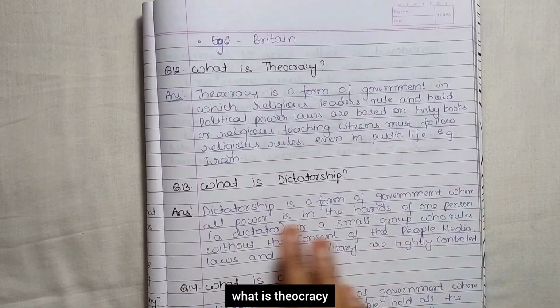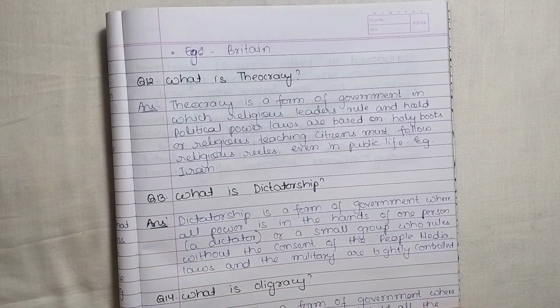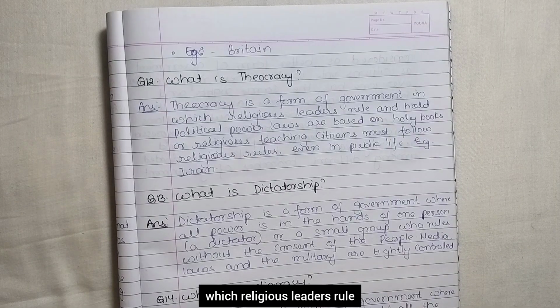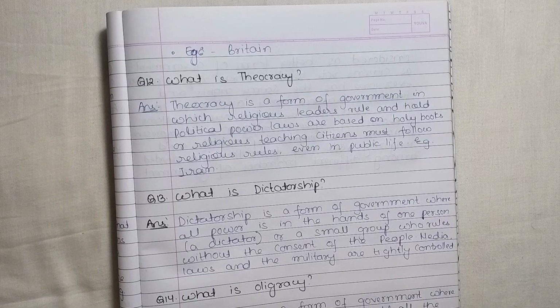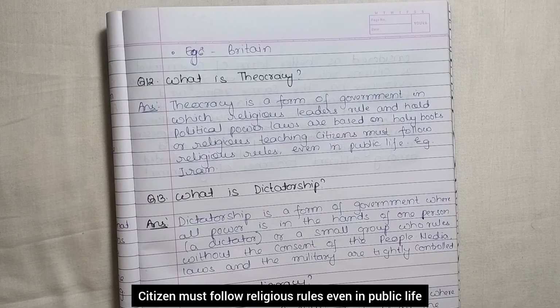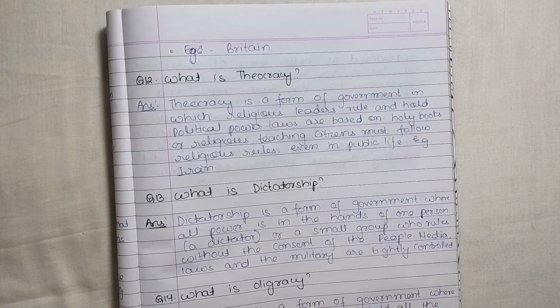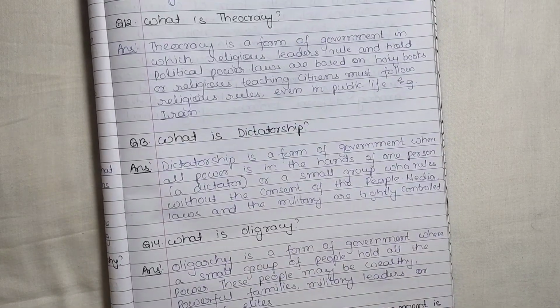Next, what is theocracy? Theocracy is a form of government in which religious leaders rule and hold political powers. Laws are based on holy books or religious teaching. Citizens must follow religious rules even in public life. Example, Iran.